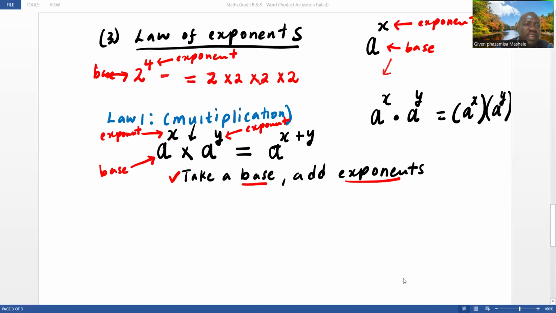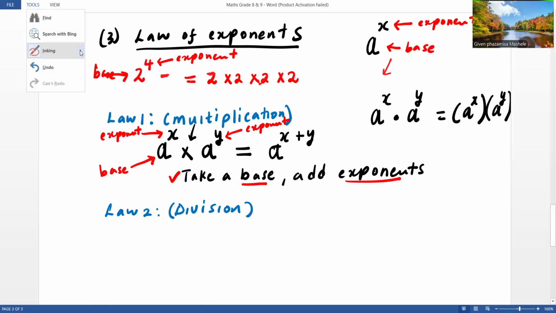Now we're going to move on to the second law. Let me use this because I don't want to keep on erasing. Okay, let's call this law 2, which you call the division law. The division law says if we have a base with an exponent, this time around we divide by the base a with a different exponent.